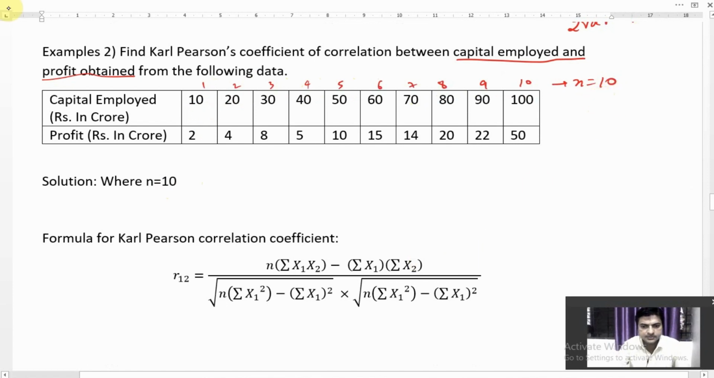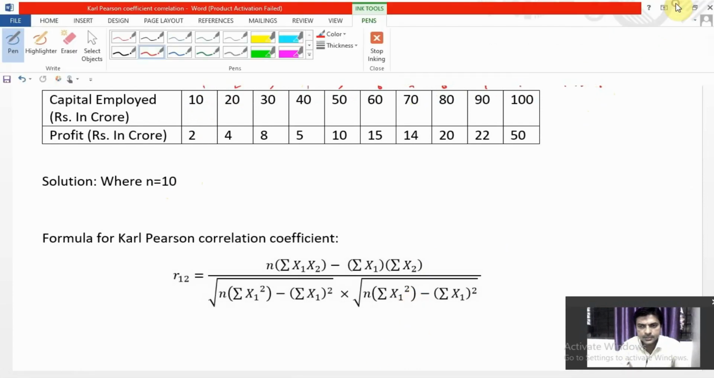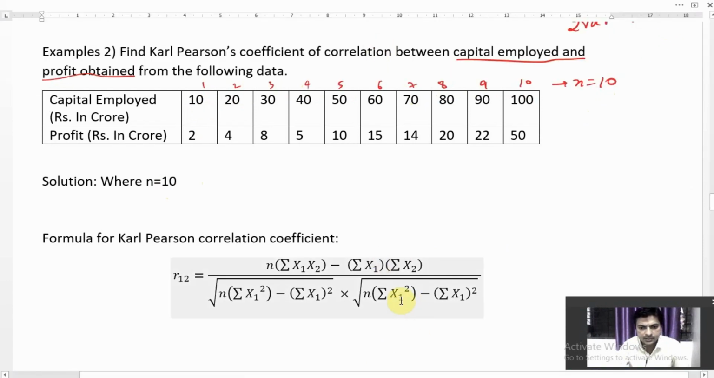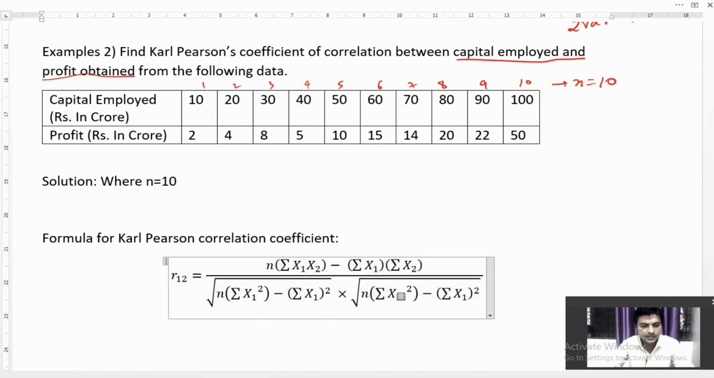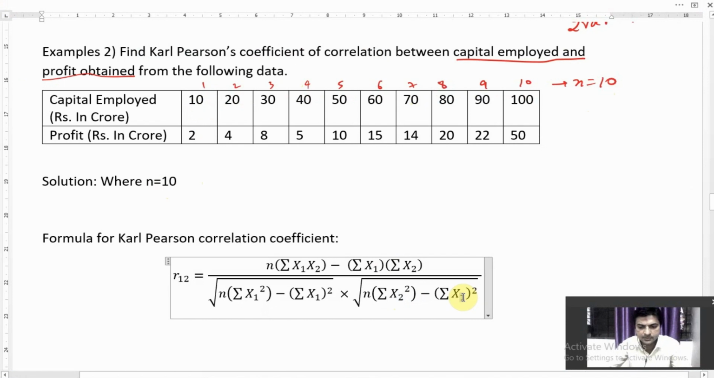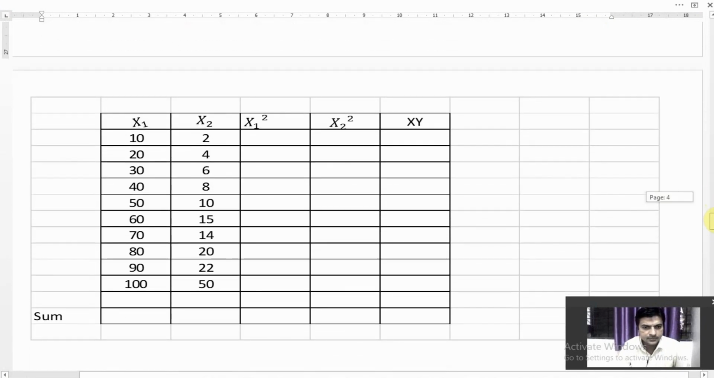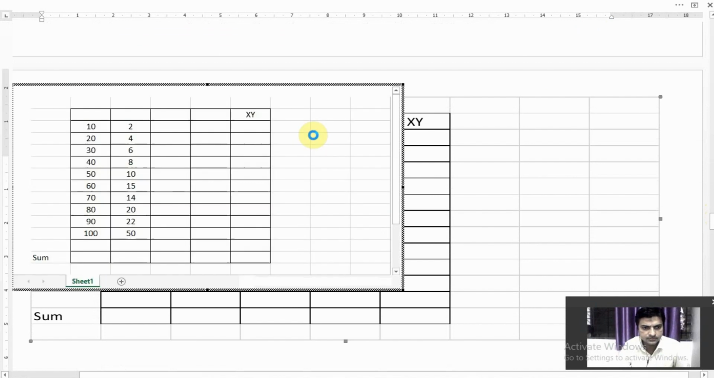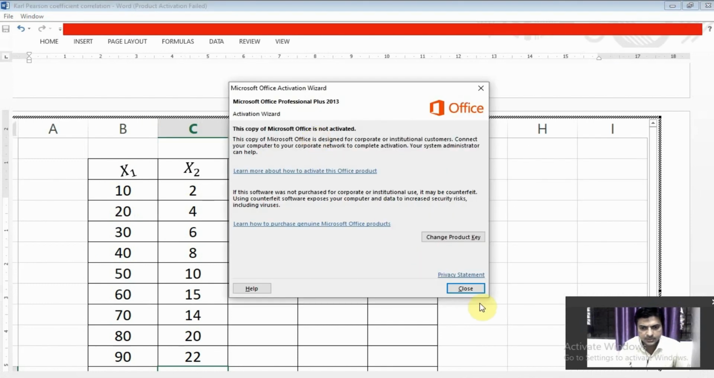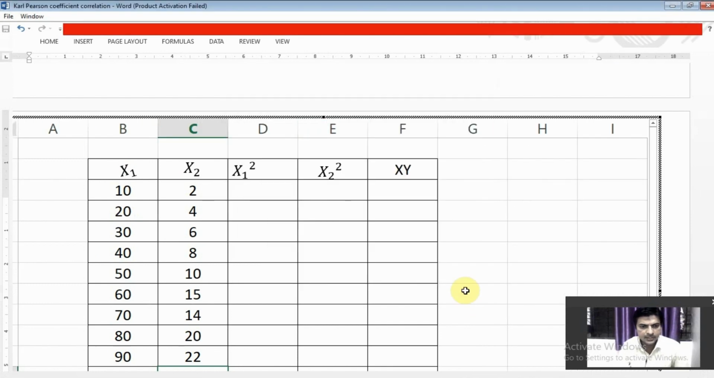Again use the formula, students. Use the formula correctly and simplify quickly. Let us see how many of the students can simplify this example. Now again I'm going to put all the values in the calculator, and you should get this answer. Okay, let us try this quickly. Write x1, x2 in the table, x1 square, x2 square, and x into y. So let us do it.